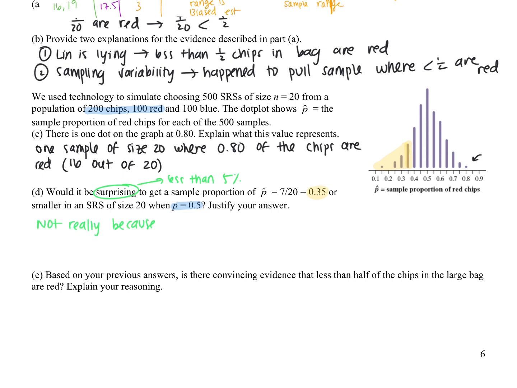Because more than 5% of the samples have a sample proportion of 7 out of 20 or smaller.